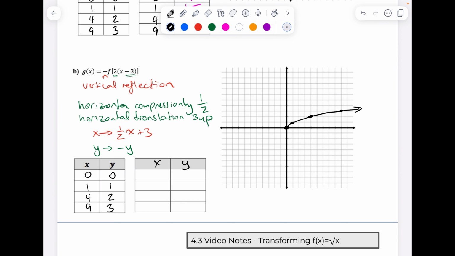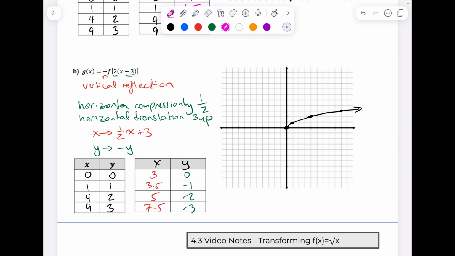So my x's are going to be a half x plus 3. So a half of 0 plus 3, that's 0 plus 3. A half of 1 is a half, plus 3 is 3.5. A half of 4 is 2, plus 3 is 5. A half of 9 is 4.5, plus 3 is 7.5. And then the y's are just going to become negative. So negative 0 is still 0, negative 1, negative 2, negative 3.